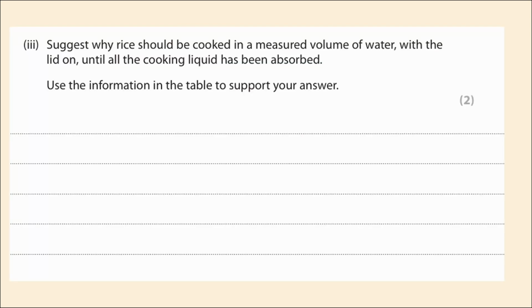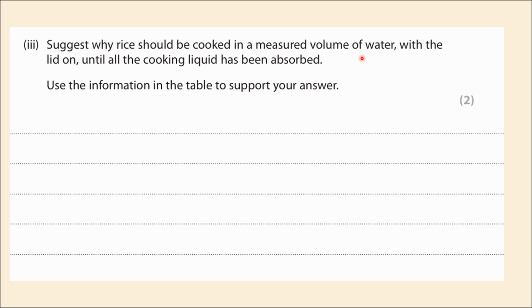The last part of this question asks why rice should be cooked in a measured volume of water with a lid on until all the cooking liquid has been absorbed, and you have to use the information in the table to support your answer. So for this question, we need to consider two aspects: using a measured volume of water and cooking with the lid on.